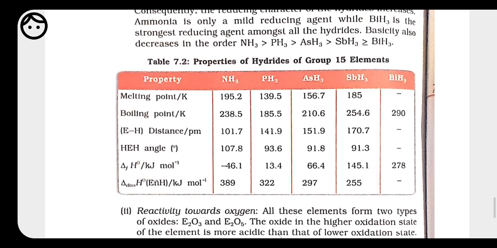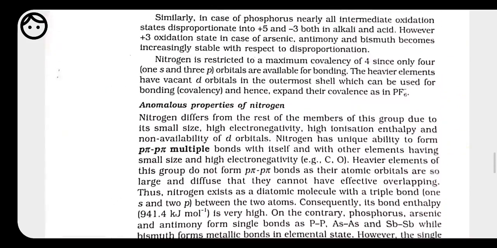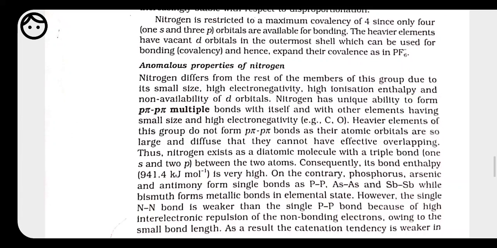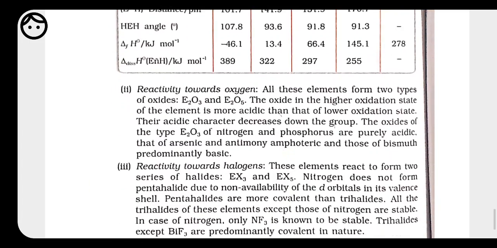Here we have, after the anomalous property of nitrogen, the chemical properties that we have to deal with. In chemical properties we will see the reaction of nitrogen with hydrogen, then formation of hydride takes place. See, first it reacts with hydrogen, then it forms hydride. Second, it also reacts with oxygen, then forms oxide.